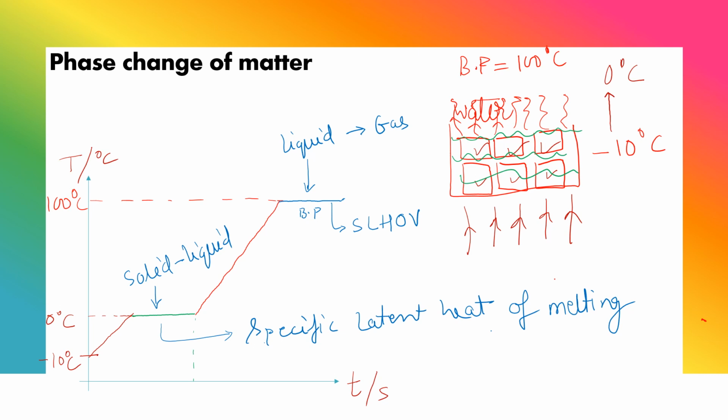Now, if you focus on this region of the graph and this region of the graph, here you can see as the heat is getting added to the matter, the temperature of the matter is increasing continuously. So here you can see the change in temperature.